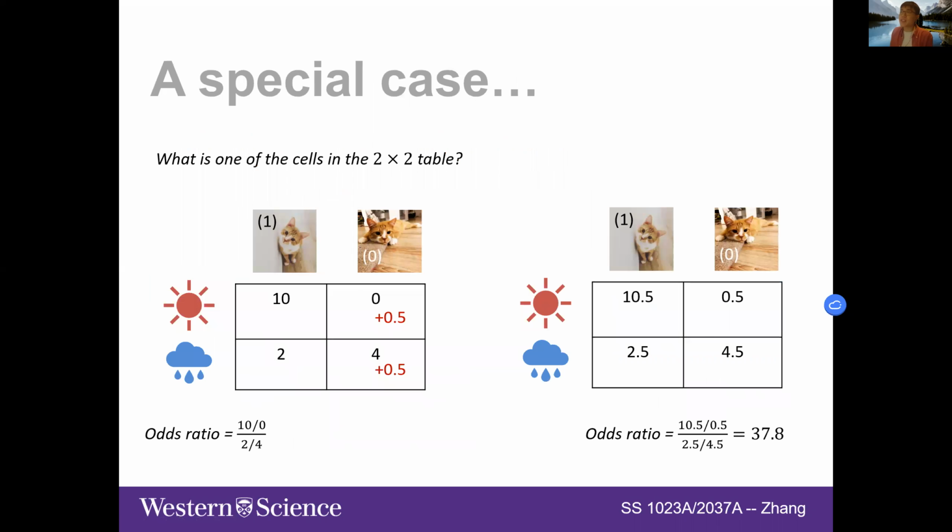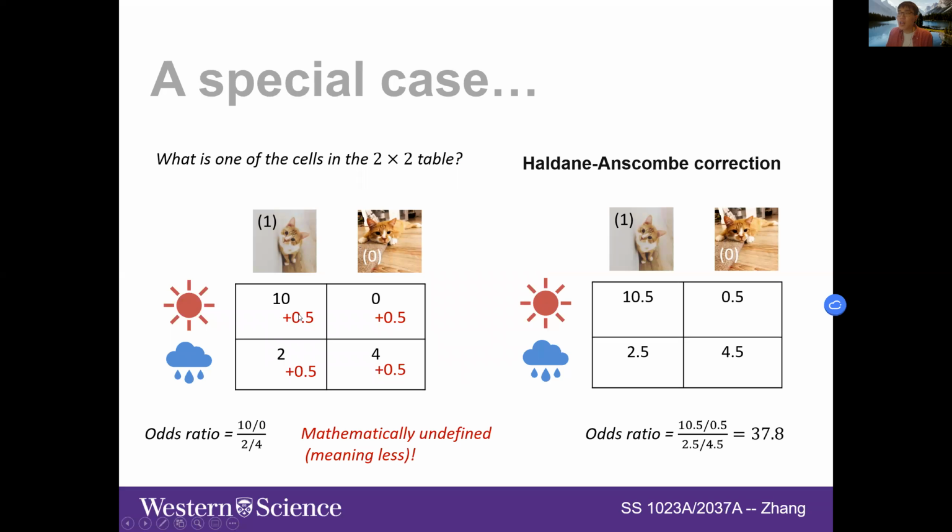Another special case is what if we have a 0 count in our table? In that case, it will be problematic because if you compute the odds ratio, the 0 will appear in the denominator of our formulation, which is really bad because mathematically, 0 cannot appear in the denominator, since that is undefined, right? So the approach that we take is called the Haldane correction, which means we add 0.5 to each cell.